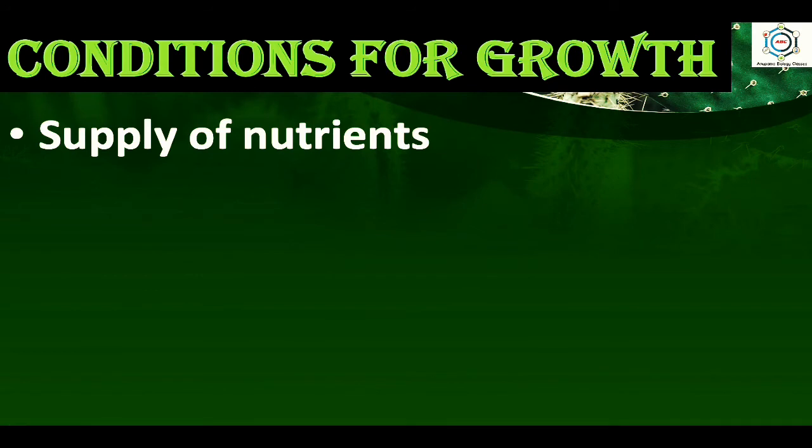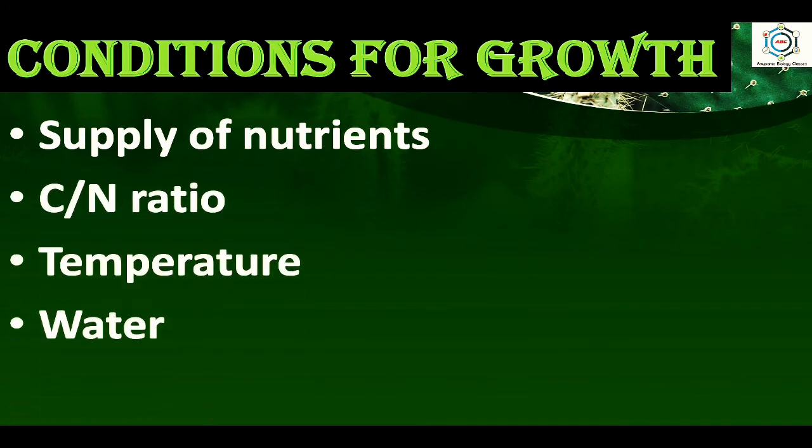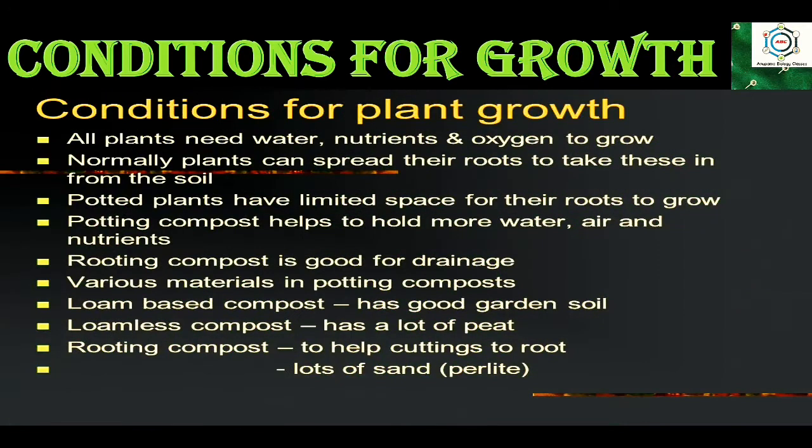Now let's see the conditions for growth. So what are the conditions for growth? Plant growth is influenced by a variety of external and internal factors, and these factors include supply of nutrients, water, oxygen, suitable temperature and light. A brief account of these factors is given below. First one is supply of nutrients. Second is C by N ratio. Third is temperature, then water, and the last is light. So these are the conditions for the growth.